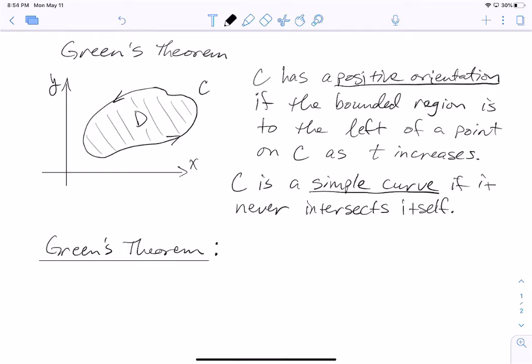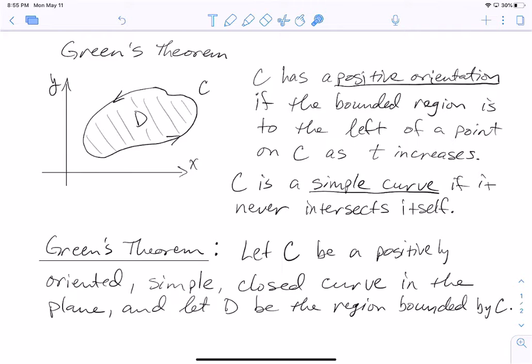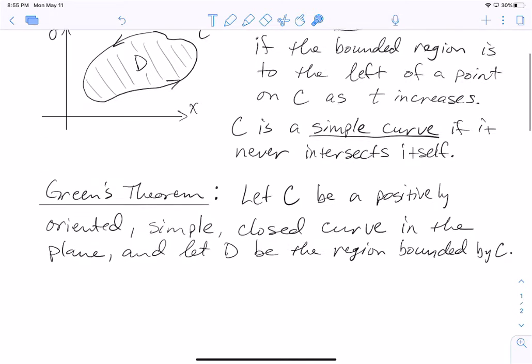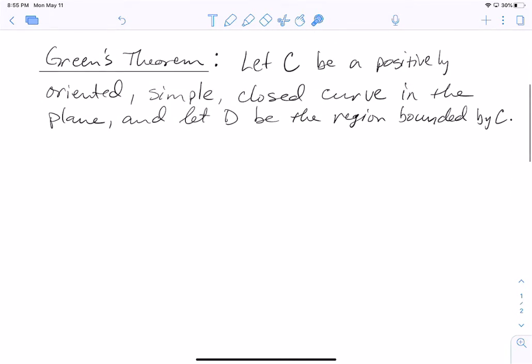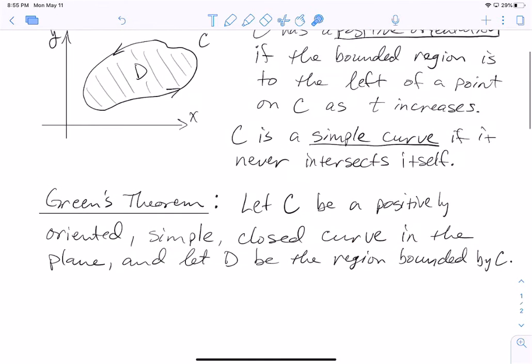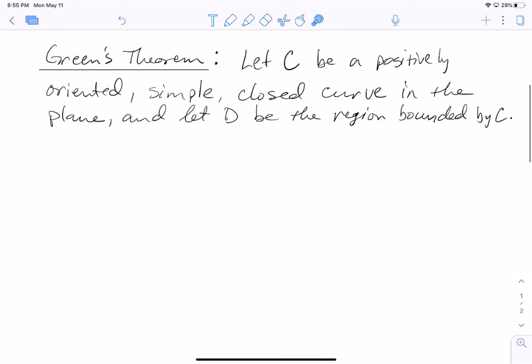Now for Green's theorem. Let C be a positively oriented, simple, closed curve in the plane, and let D be the region bounded by C. Of course, that's not the statement of Green's theorem. But one thing I'd like to point out is that the closed curve is in the plane, which means we are in 2 dimensions. Sometimes you see subtle things like that that require a little bit of mental interpretation when you're reading math.